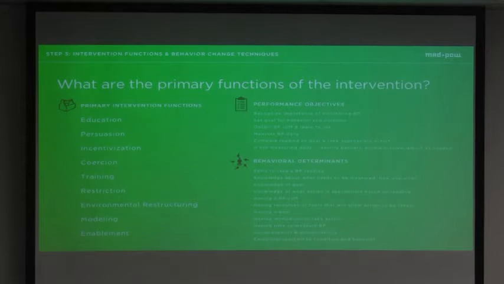And in case of our intervention, since we outlined to you what the process was like, our next step in the process would be to choose what functions we think apply to this particular intervention. So education, persuasion, incentivization, training, environmental restructuring, and enablement. And there'll be more examples about what those are and what those look like in this intervention that you will see later.